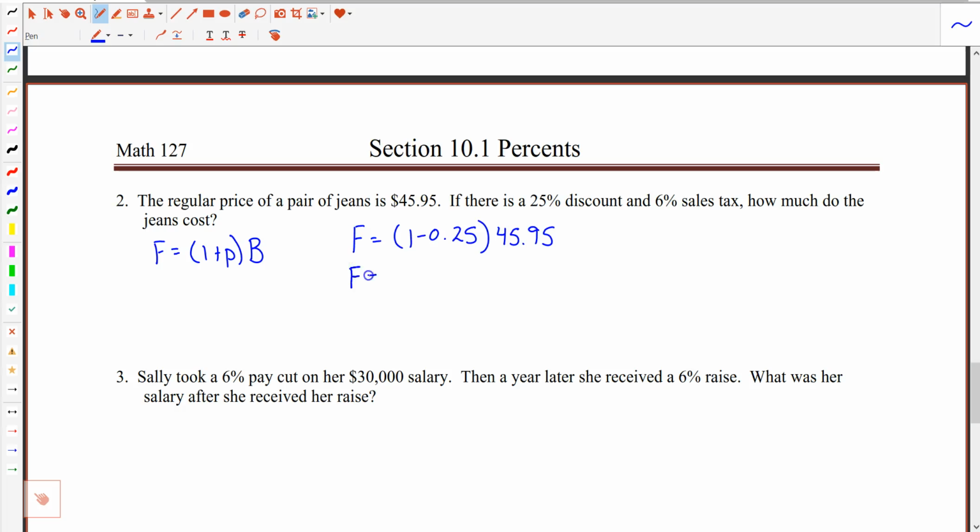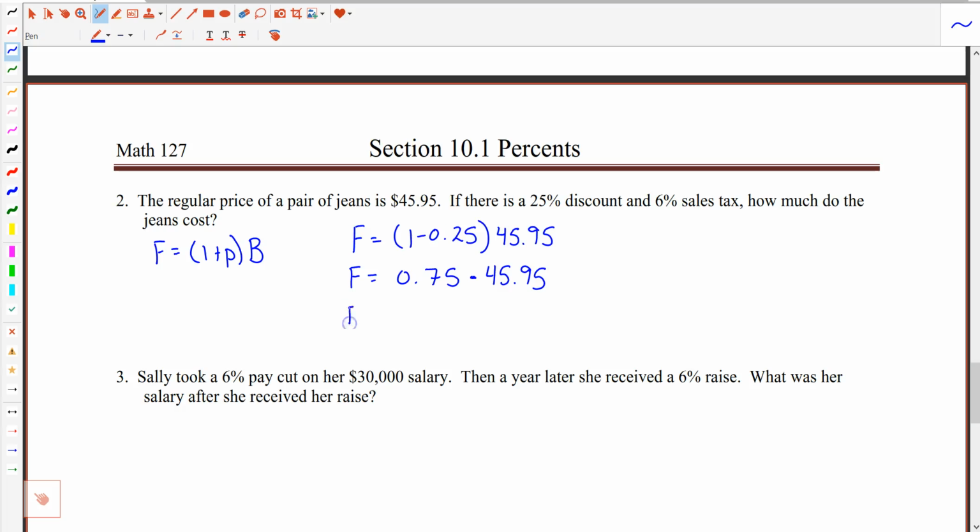So cleaning up what's going on inside this parentheses, you would get 1 minus 0.25 is 0.75. And then I would multiply that by the $45.95. Notice that we had talked about this a little bit earlier. If you get 25% off of the item, you're going to pay 75% of the cost of the item. So this number still has meaning in terms of the context of this problem.